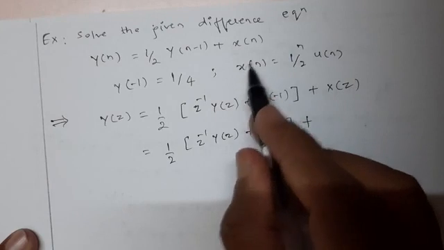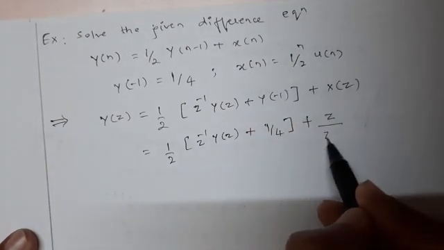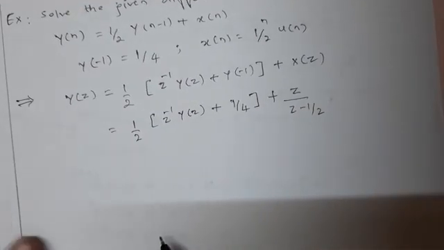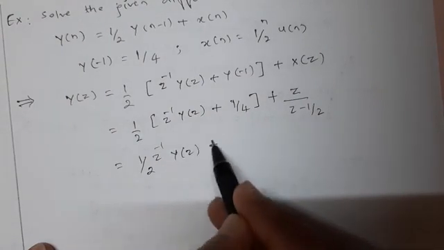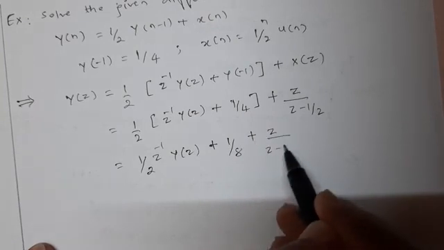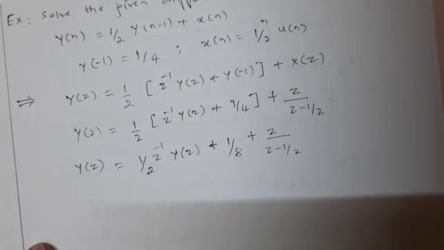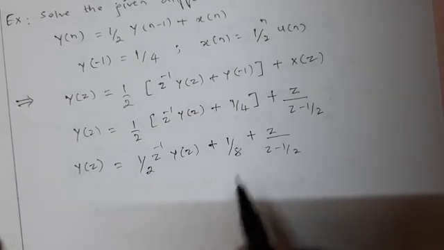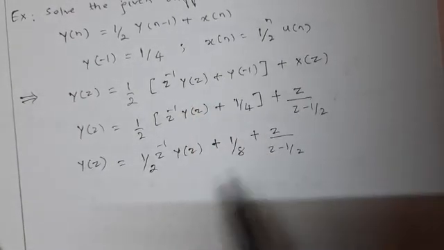What is x of z? It is the Z transform of this. So what is the Z transform of half to the power n u of n? Z divided by z minus half, which is equal to half z inverse y of z plus 1 by 4 into 1 by 2, which is 1 by 8, plus z divided by z minus half. So what I have done is I have found y of z and substituted x of n. As I was telling, what is given as x of z, I have substituted here.